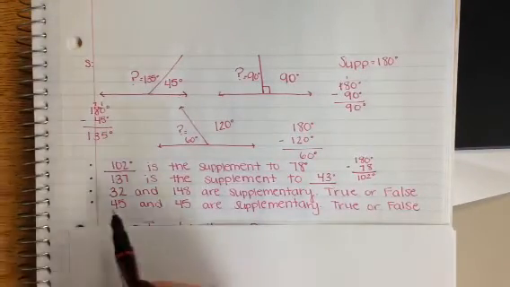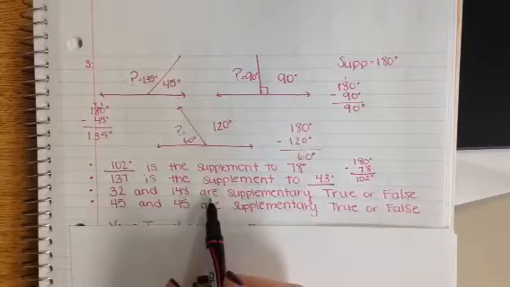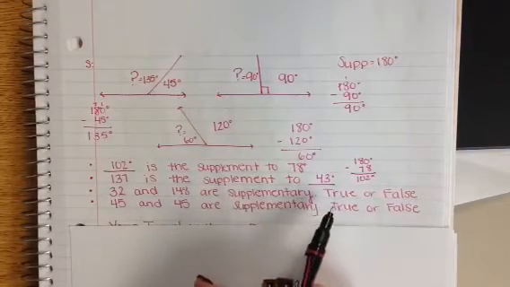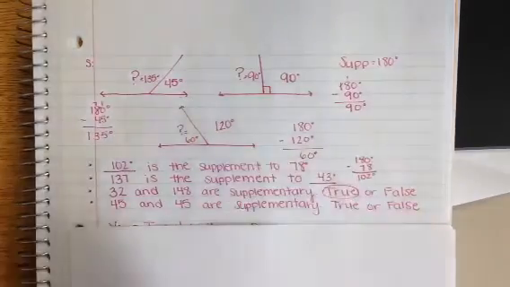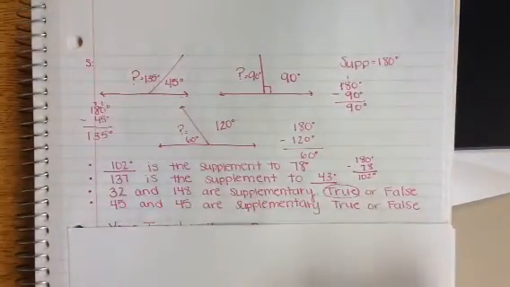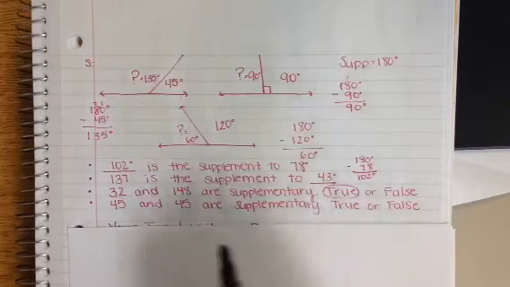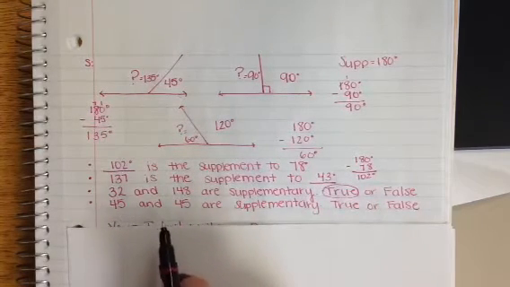All right, 32 and 148 are supplementary, true or false? You should have marked true. When you add those two numbers together, you get 180 degrees, which is supplementary. 45 degrees.